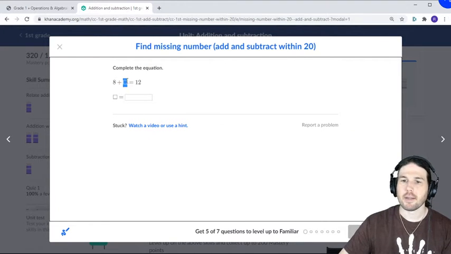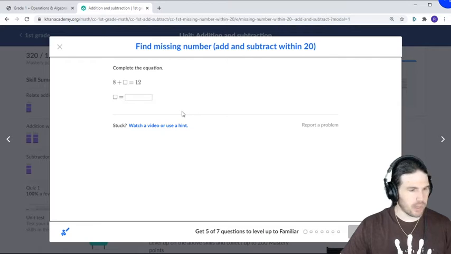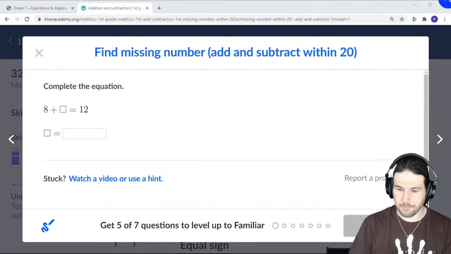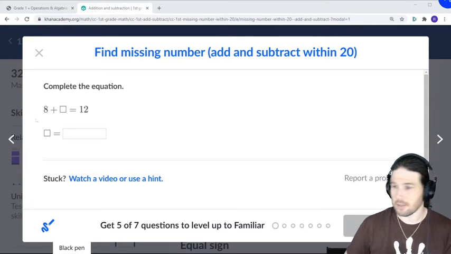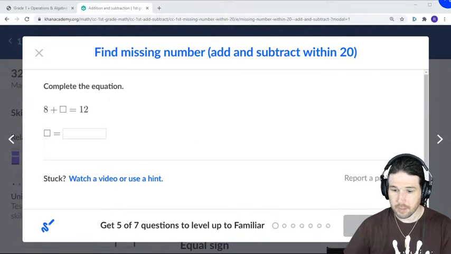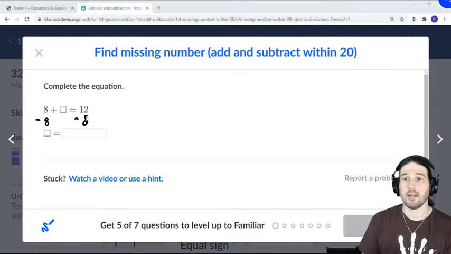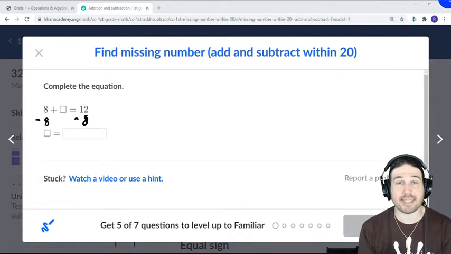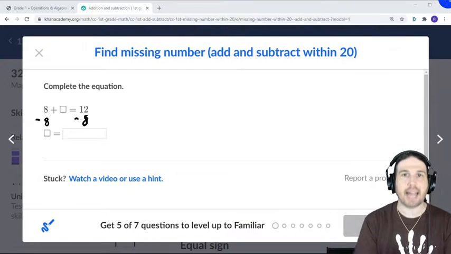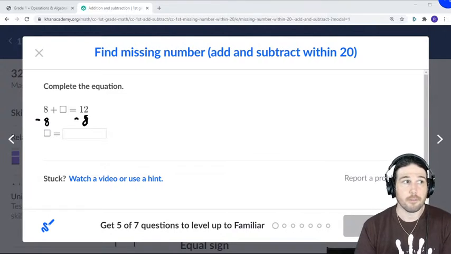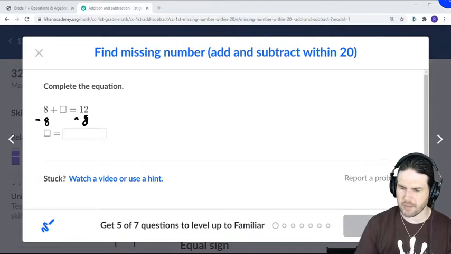Oh yeah, 8 plus blank equals 12. Now I'm going to harp on for a second for the fact that this is actually 8 plus blank equals 12. What we're doing is we're subtracting 8 from both sides of this equation. And just because the blank isn't an x doesn't make this any less algebra. All right, we're just using a blank as a variable. And maybe we should use blanks as variables more later on.